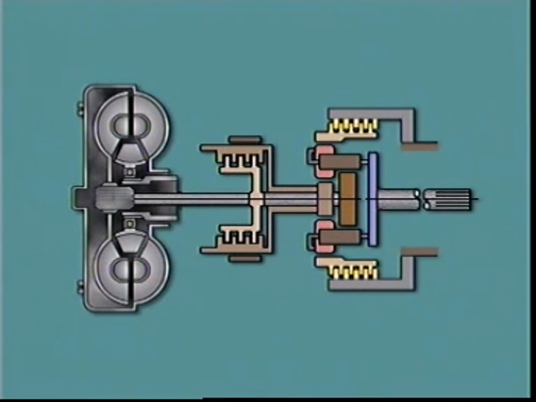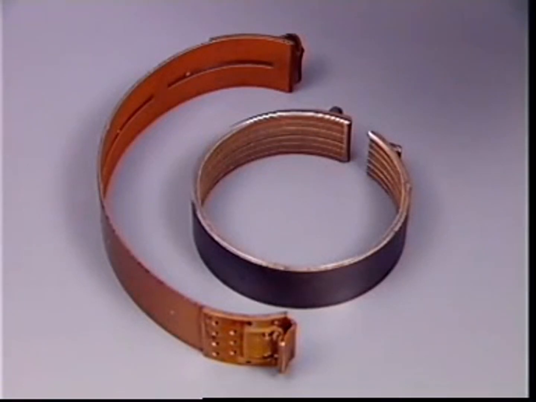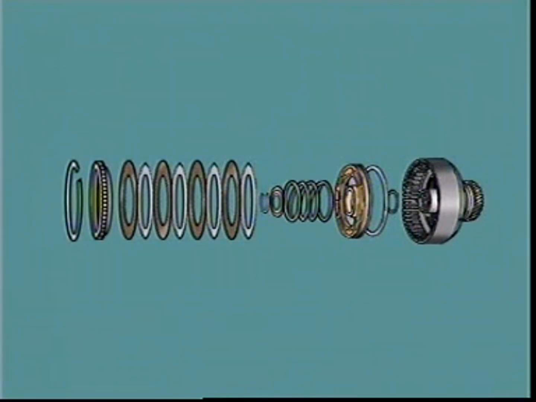Multiple disc clutches can be used to hold members to the case instead of using bands, but in most transmissions, they couple planetary gear members and shafts together. A servo-operated band can only hold a member stationary, but multiple disc clutches can hold or drive individual members.